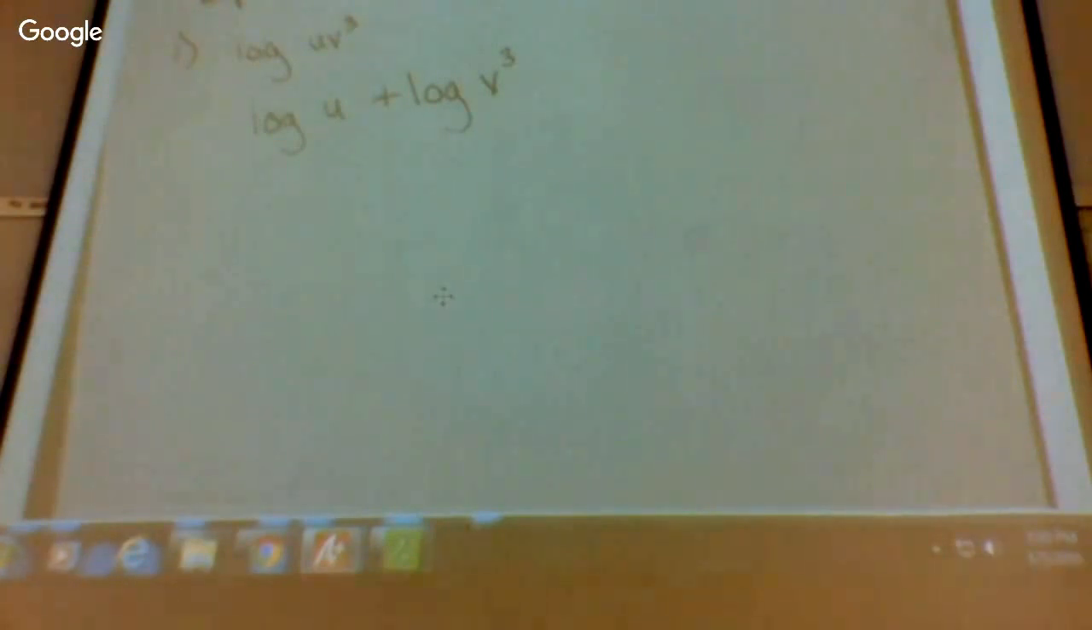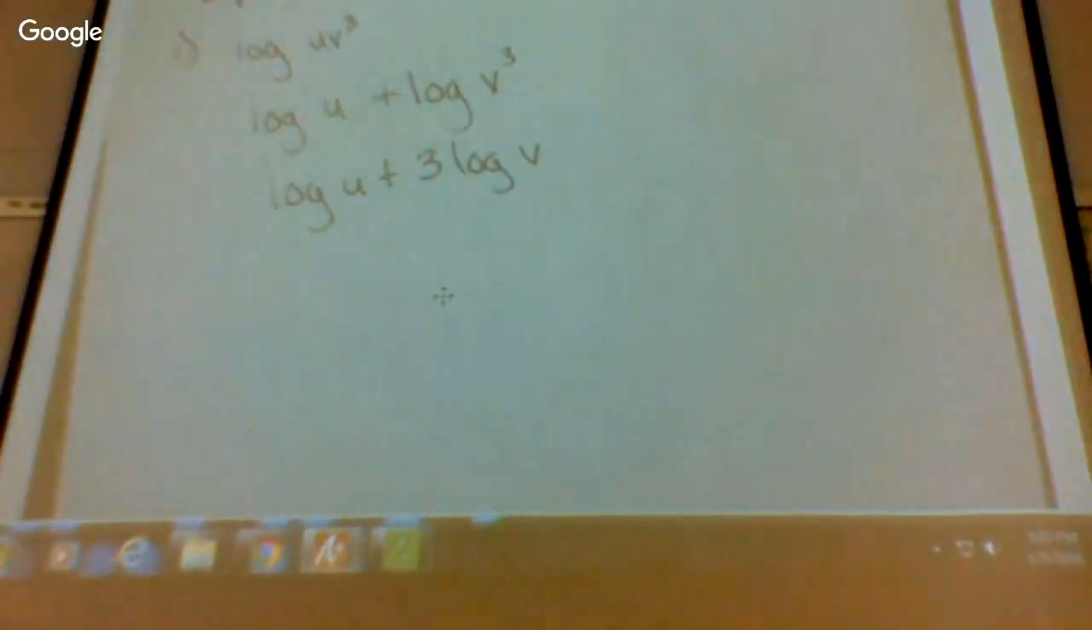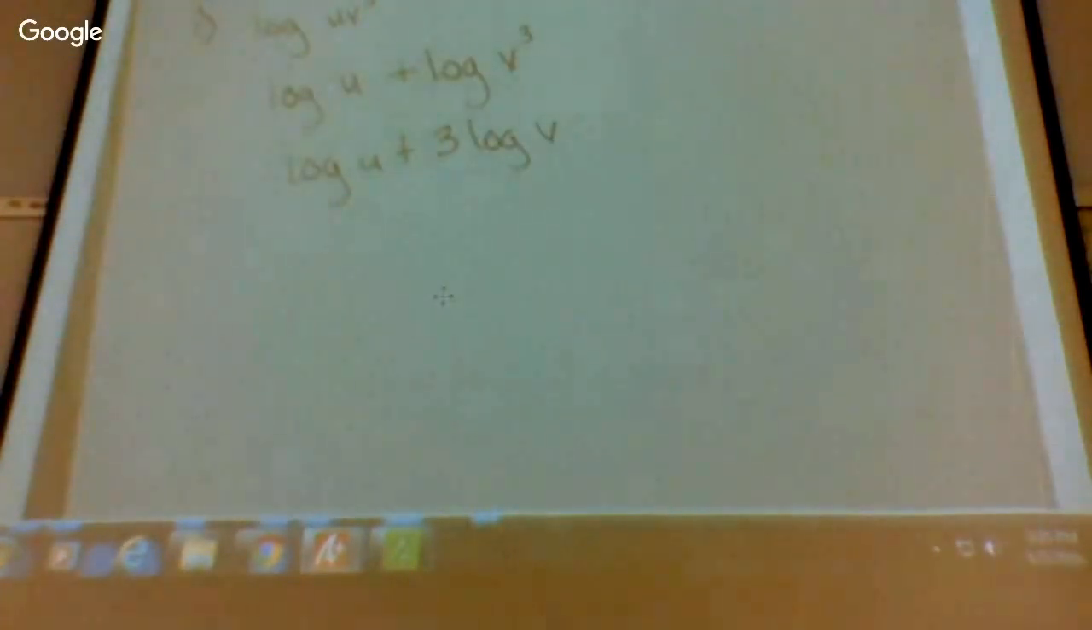This is not completely expanded. In completely expanded format, I do not have any exponents. What can I do with that 3? Put it in front of the log of v. Very good. So log of u plus 3 log of v. And that would be your answer. That would be a completely expanded format. Are there any questions about that? I'll give one that's a little bit harder next, and then if you have questions, let me know.